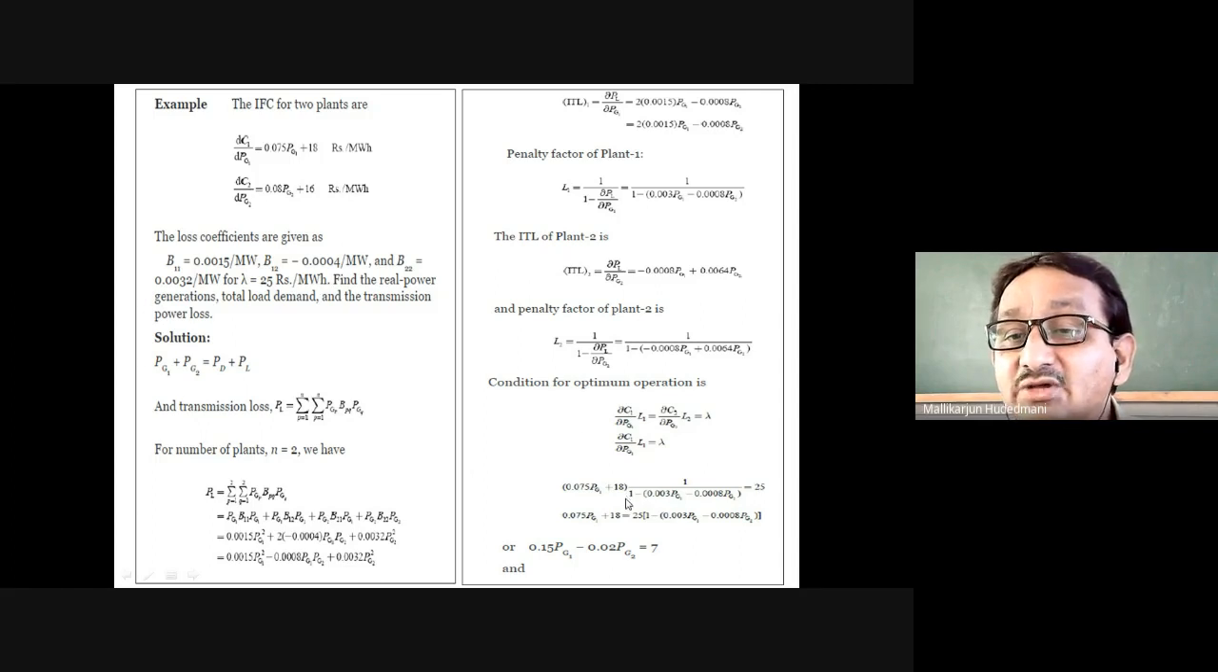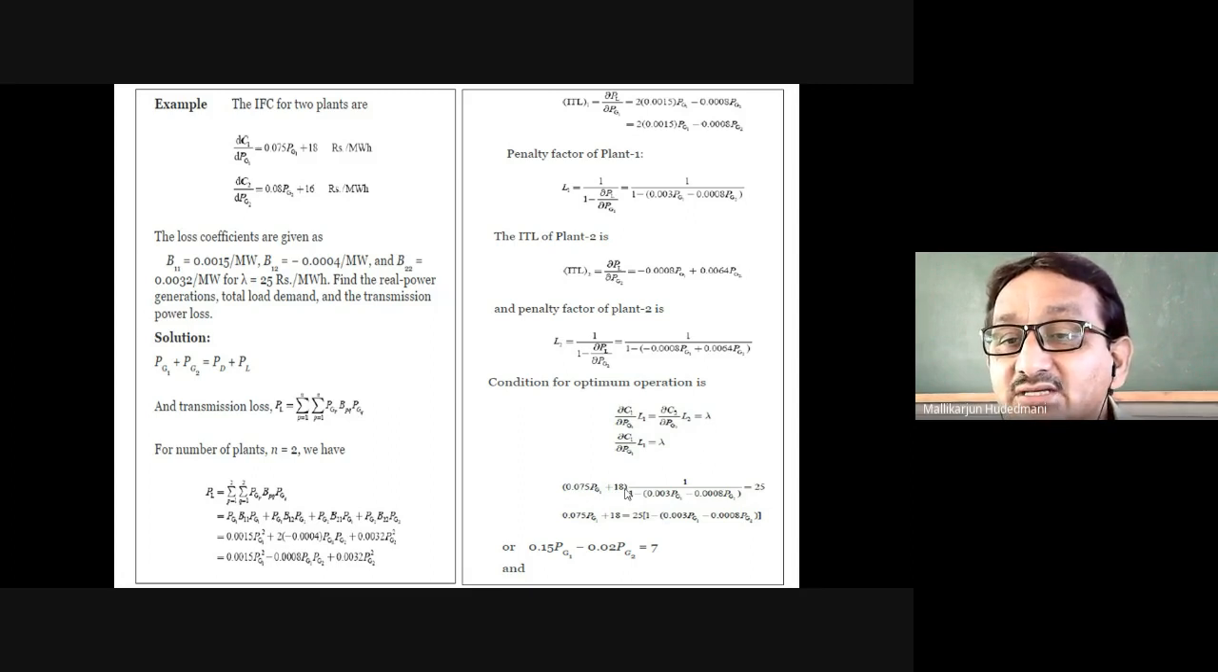Then I write the equation. You can see here: the incremental production cost of plant 1, the first equation, into the penalty factor of the first plant. Is it right? It should be equal to 25, as well as the second equation, the incremental production cost of machine 2 and its penalty factor should be equal to 25. That is the EIC, the equal incremental cost criterion.